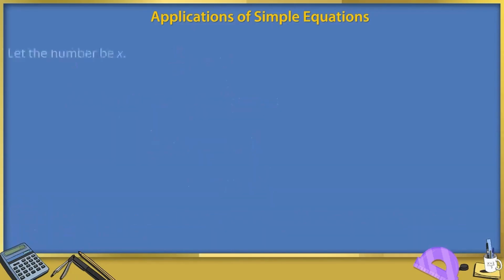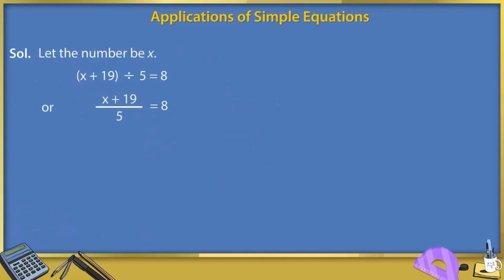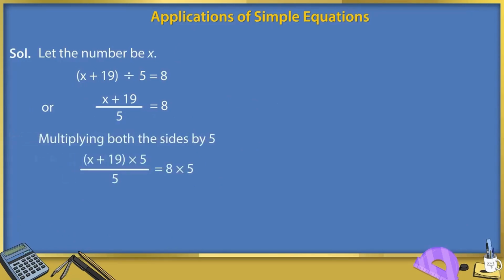Find the number. Solution. Let the number be x. X plus 19 divided by 5 is equal to 8, or x plus 19 by 5 is equal to 8. Multiply both the sides by 5. X plus 19 in the brackets into 5 by 5 is equal to 8 into 5. X plus 19 is equal to 8 into 5. X is equal to 40 minus 19, which is equal to 21.